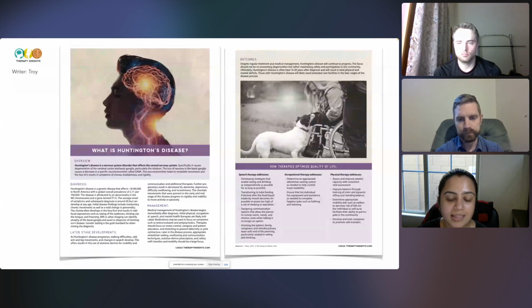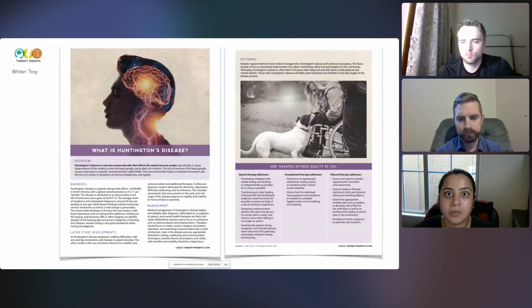I like that you mentioned this whole section about how therapy is optimizing the quality of life, because based on all this information, obviously they need to be educated early on as to what the prognosis of the disease is, and that we're not really working towards trying to get to a prior level, but more like maintaining the quality of life at each stage and at each progression that they're having.